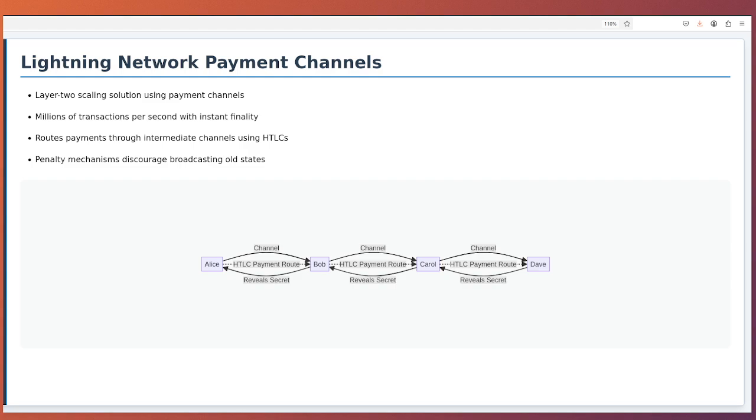These transactions represent the current balance state between the parties. The channel uses commitment transactions, which are pre-signed transactions that either party can broadcast to close the channel and claim their share. Each commitment transaction includes time locks and revocation mechanisms to prevent old states from being broadcast fraudulently. When you want to send payment to someone you don't have a direct channel with, the Lightning Network routes your payment through intermediate channels using HTLCs.